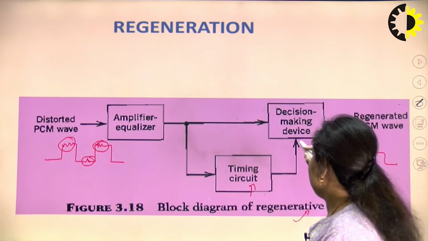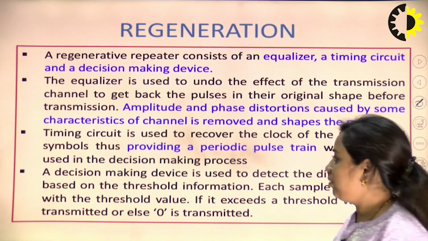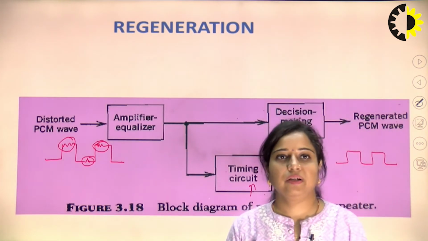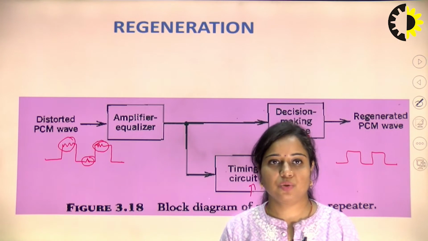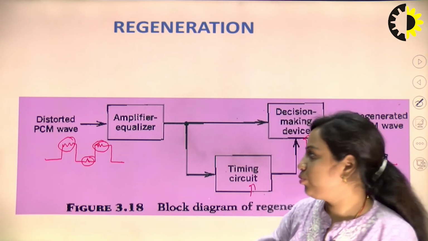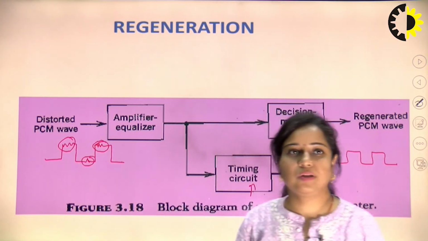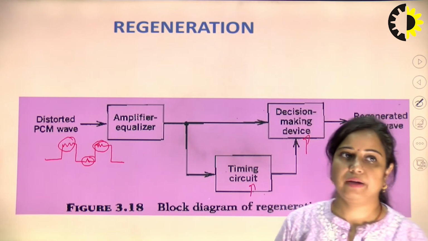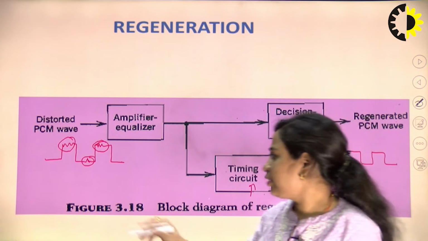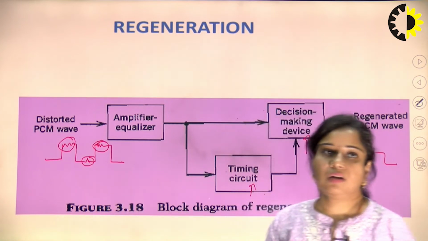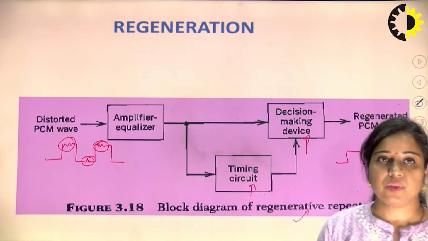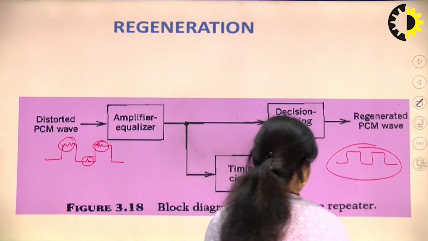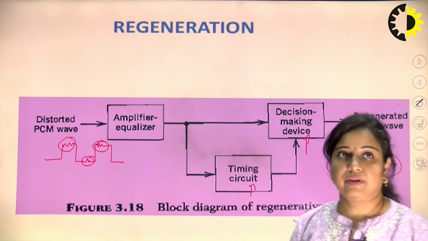The output is then given to the decision making device. What is the decision making device? We set up a threshold value. When the amplitude crosses that threshold value, we can say that 1 is present at the input, and when the threshold is not crossed, we can say that 0 is present at the input of this decision device. That is how we can reconstruct the regenerated PCM wave.